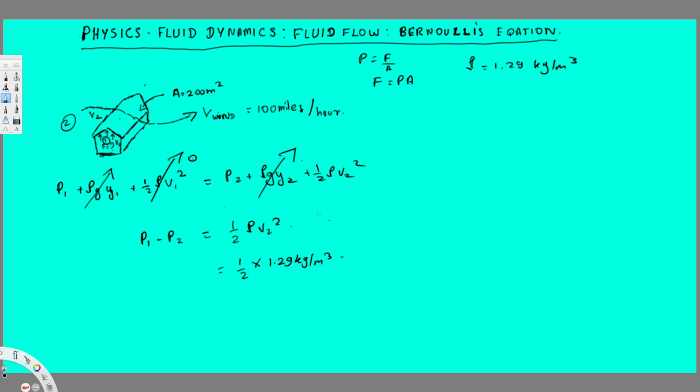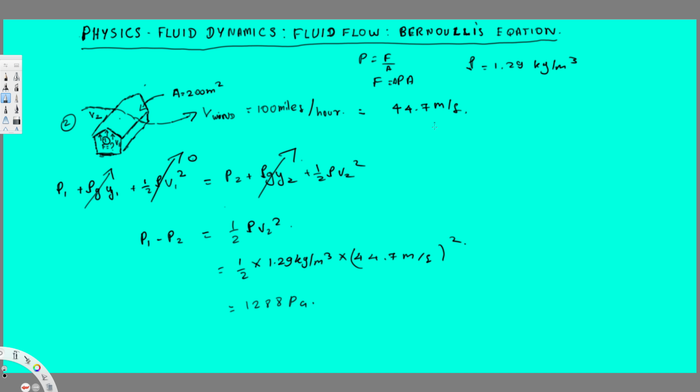The velocity of the wind is provided in miles per hour, so let's convert it into meter per second. If we convert this, that gives us 44.7 meter per second, and that is going to be squared. If we calculate this value, it comes out to be 1288 Pascal. So we have the pressure difference right here.